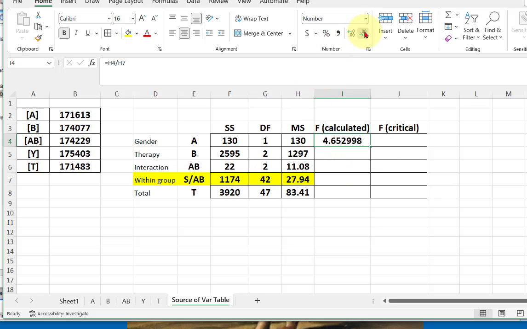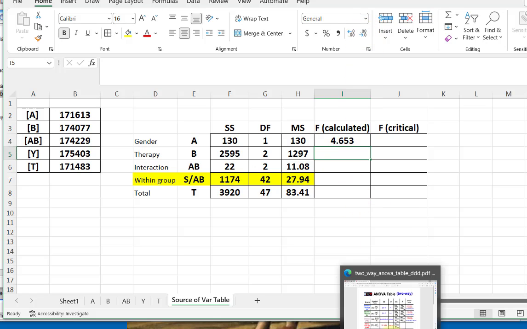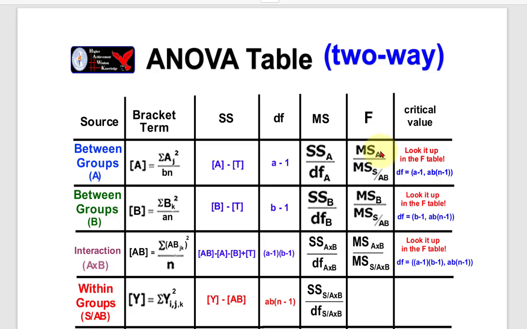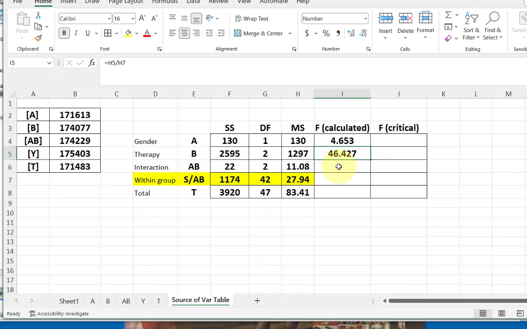We don't need that many place values. Let's just go to 3. So this one, I'm pretty sure, is this number divided by that number again. Equals, and again, we don't need that many place values. I'm just going to double check myself here. Right. So this one, the interaction term, is this number, the mean squares of this one, again divided by the same term over there.